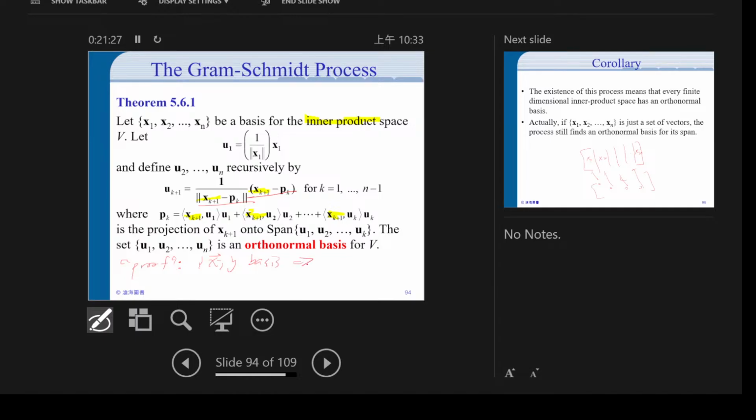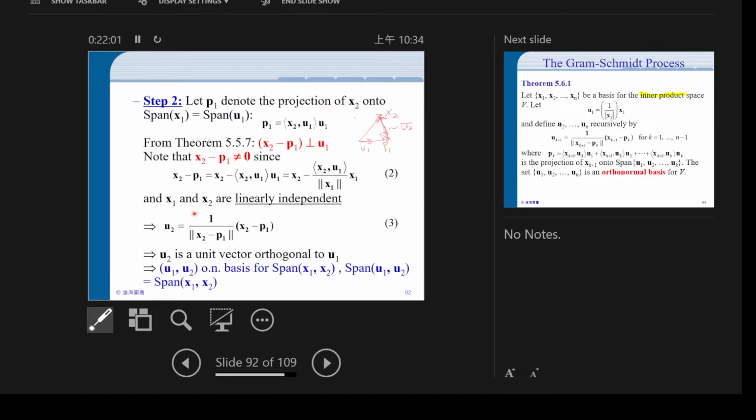So the proof part is that because your set of xi is a basis, we will get ui will be non-zero. I guess we can say those ui bar, so the ui before normalized. The before normalized thing you can always find because it's just a difference to projection. So all those ui bar will be non-zero because xi is a basis.